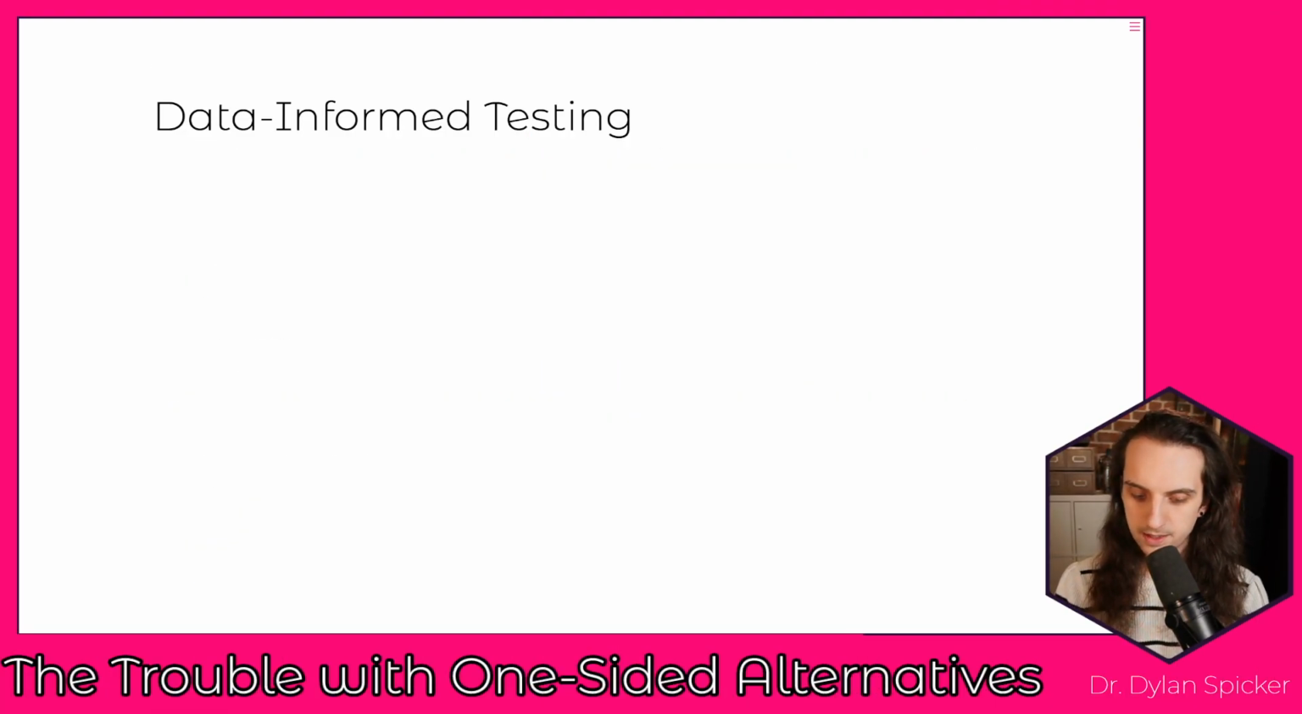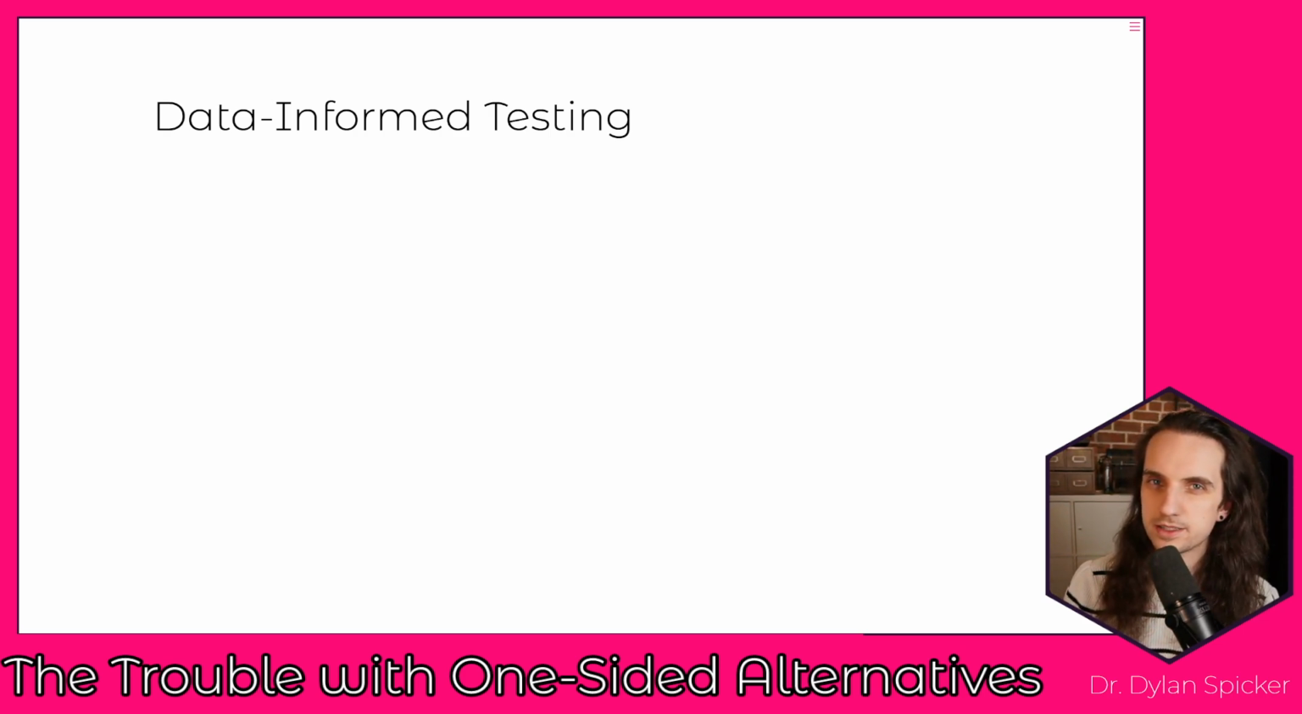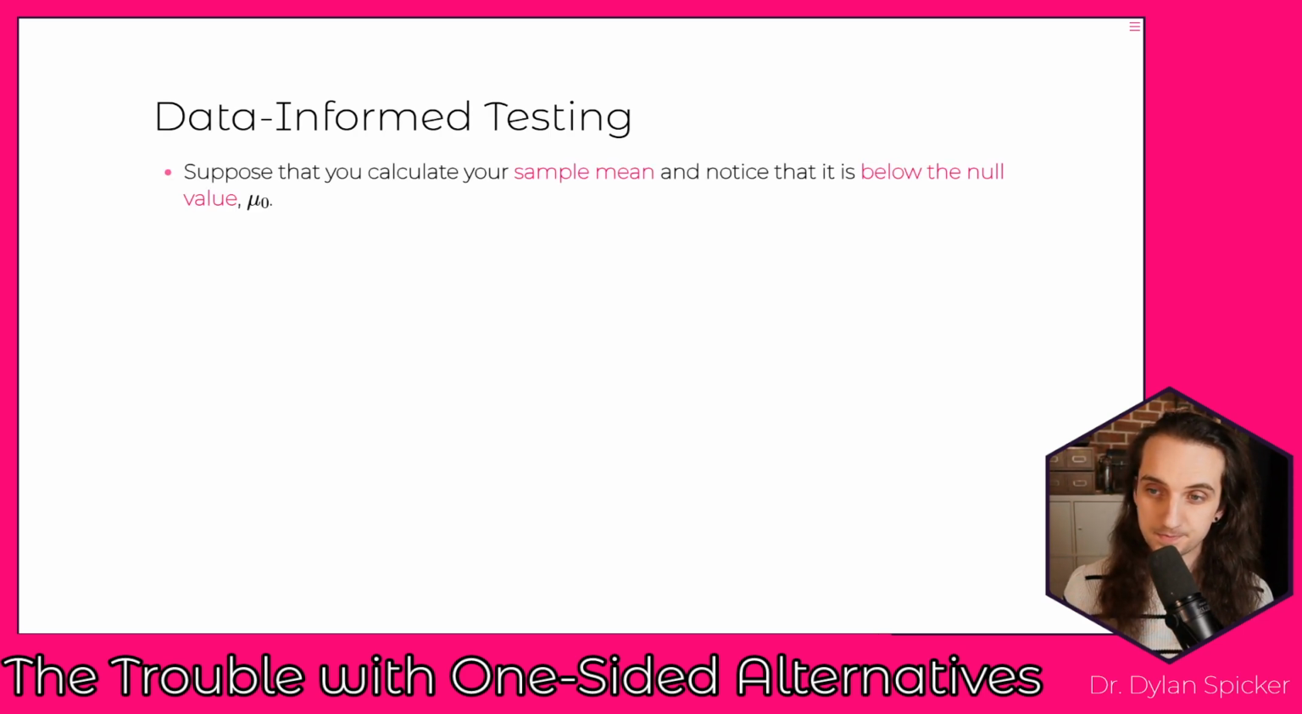So what are we thinking about here? Well, we're really thinking about not wanting to do data-informed testing. Okay, so the process we just walked through, suppose that we calculate our sample mean and notice that it's below the null value, mu naught.